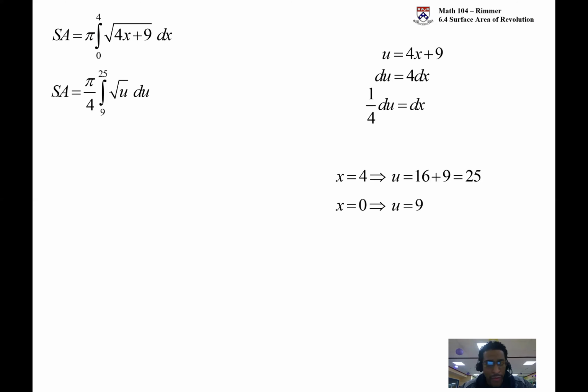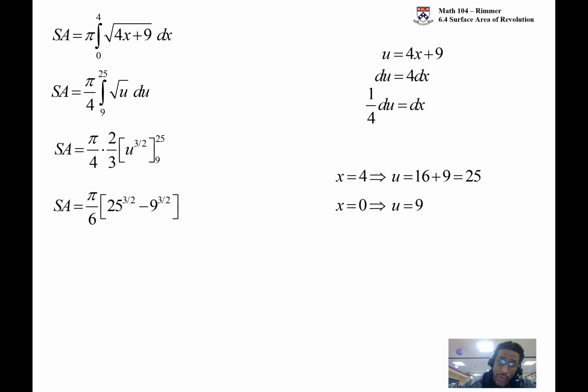Okay, antiderivative of u to the half is u to the 3/2 divided by 3/2, or multiplied by 2/3. And then the 2 can cancel the 4, turn it into a 2. The 2 and 3 can become a 6 in the denominator. You have pi over 6 on the outside, and then you put the 25 in, and you put the 9 in, and you have to raise them to the 3/2 power. How do you raise 25 to the 3/2 power? You take the square root of 25, and then you cube it. Same thing for 9. Take the square root of 9, and then you cube it. And so we'll have 5 cubed, 125, 3 cubed, 27.